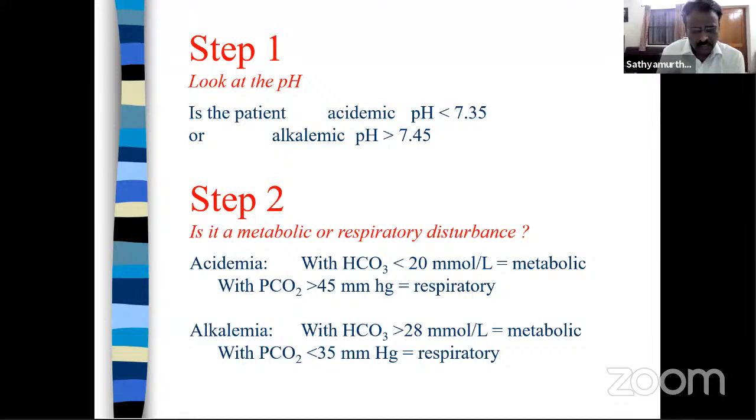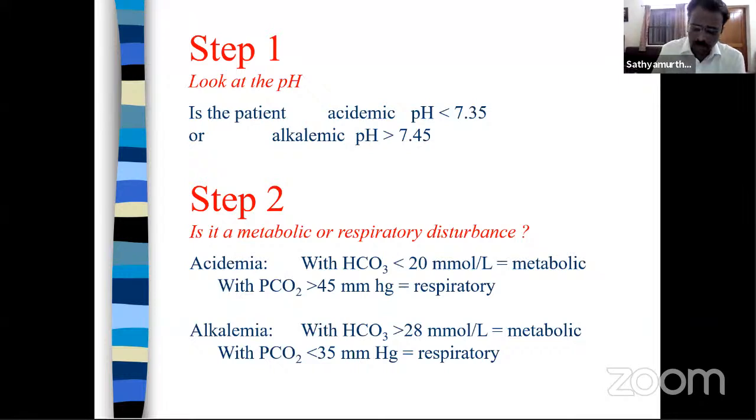Now, step 2. After step 1, we need to see whether the patient has a metabolic or respiratory disturbance. If it's acidosis and your bicarbonate is less than 20, then it is metabolic. If the PCO2 is more than 45, then it is respiratory. In alkalosis, if bicarbonate is more than 28, it is metabolic. If your PCO2 is less than 35, it is respiratory. So in step 2, we need to see the direction in which your bicarbonate or your PCO2 has gone. That tells you whether it is respiratory or metabolic.